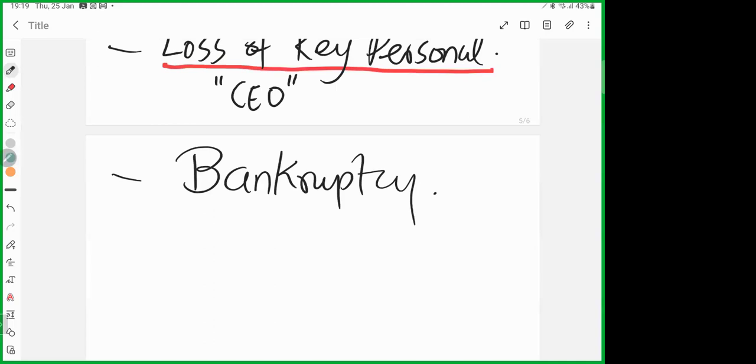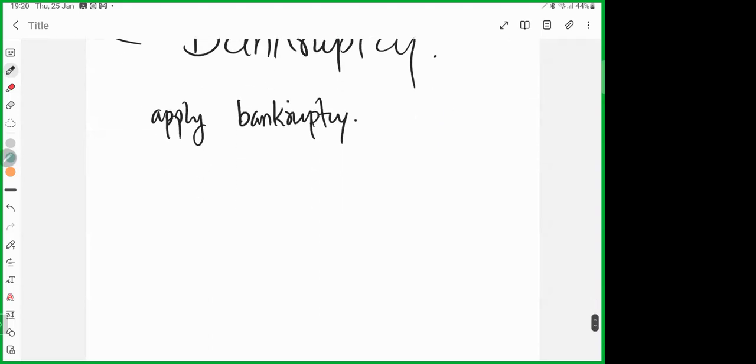In Sri Lanka or in the UK, you can go to court and apply for bankruptcy. The court can decide an order: this company cannot run anymore, and accordingly we will close it. Or you can proceed. But the problem is, the court will also give you some conditions.